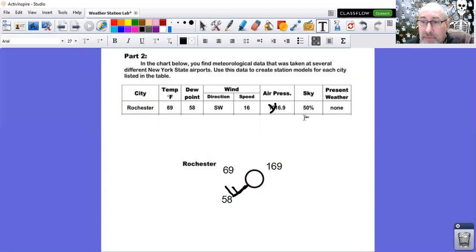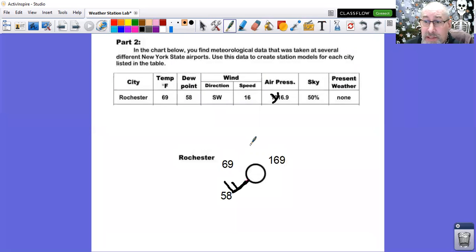All right, our sky is 50%, and when we fill in the sky, it's always going clockwise. So that would be my 10, 1/10. If I color this in, that's the quarter. So we're going to color in clockwise. We go clockwise on this. So that's 50% sky cover. Weather present, precipitation. That's the little symbol that goes here. It says none. We're done. That's it. That's all you got to do.